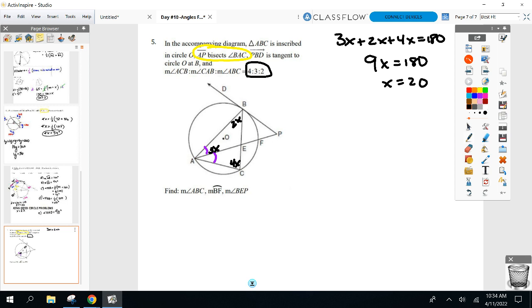All right, let's plug it back in. Let's see, this will be 40. Everyone all right? Going too fast? Now I'm getting X, and now I'm plugging them back in. This will be 80. Angle C will be 80. Angle BAC will be 60.